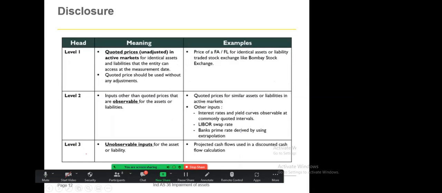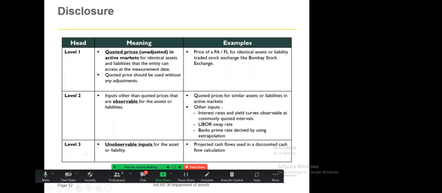Now coming on to the disclosure. For your fair value, the disclosures have been significantly increased. First one is when you are giving the disclosure, you need to show the disclosure of level 1, level 2, and level 3 markets. What you need to show in this, you need to show the quoted price, that is unadjusted price in the active markets for identical assets and liabilities that the entity can assess at the measurement date. Quoted price should be used without any adjustment. So that means you need to show the quoted price.